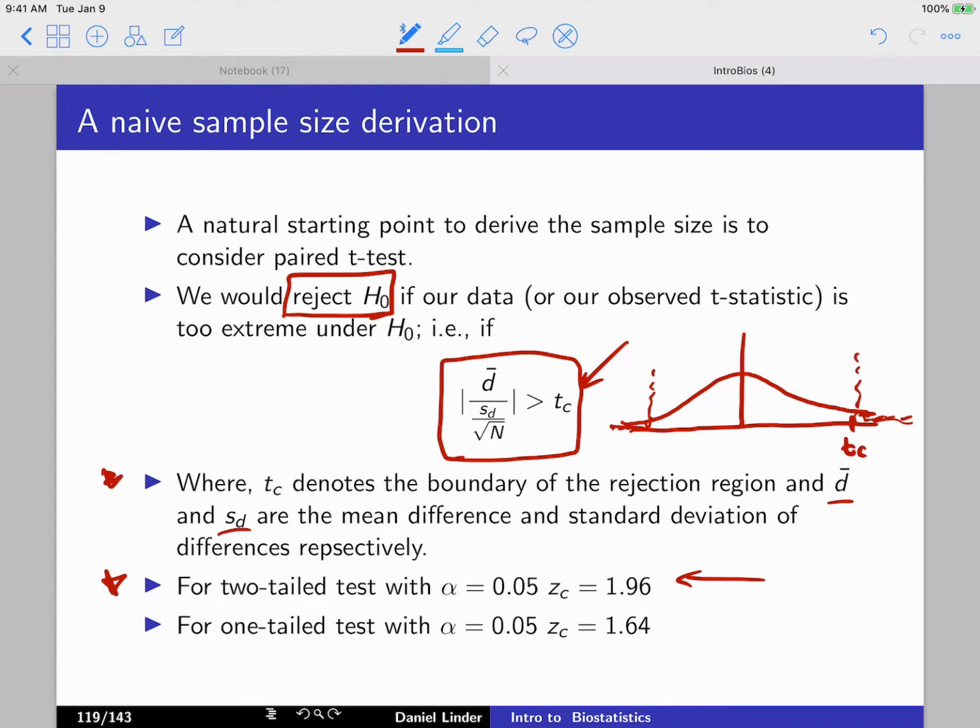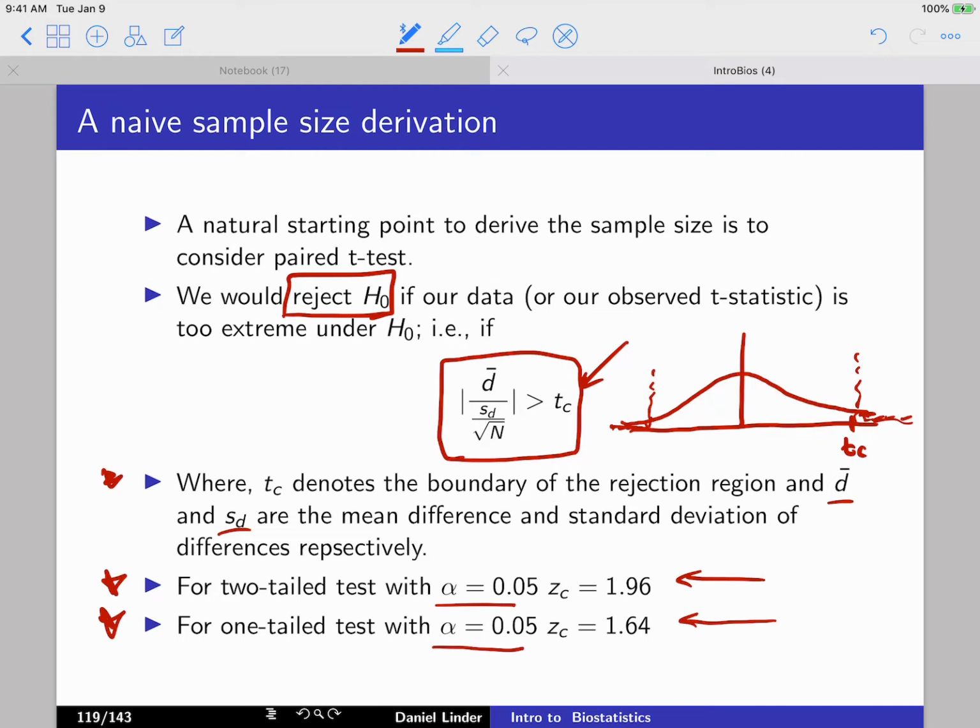For a two-tailed test, this critical point, z sub c, would be 1.96. It's not too important that you remember that, but understand that's why I changed the notation the book is using. In both of these situations, alpha is our default value of 0.05, so we have a 5% chance of making a type 1 error. Then for a one-tailed test, our critical value is 1.64.